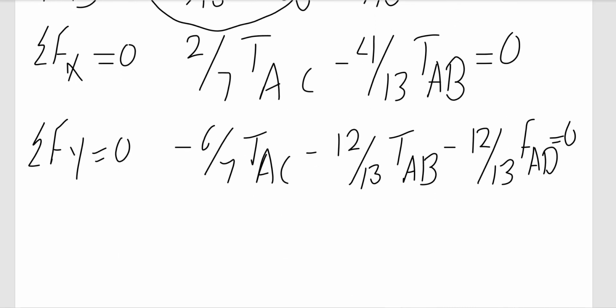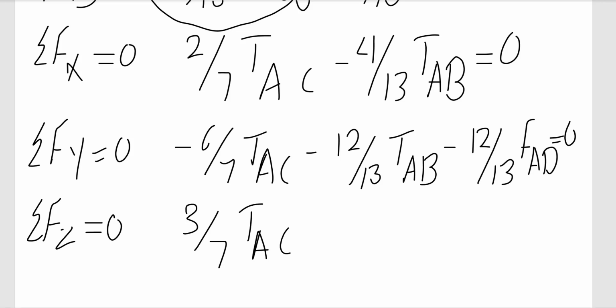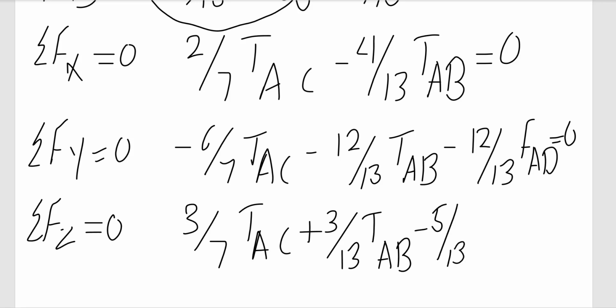Now for the Z component, summation of forces in Z equals 0. So 3 over 7 TAC plus 3 over 13 TAB, negative 5 over 13 FAD. Also, I have my W, so don't forget the W, which is in the negative Z direction. So I wrote my 3 equilibrium equations.